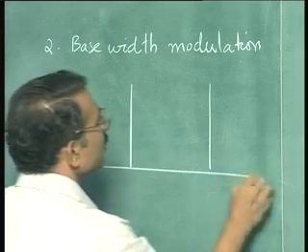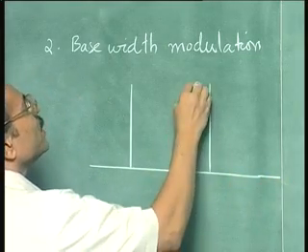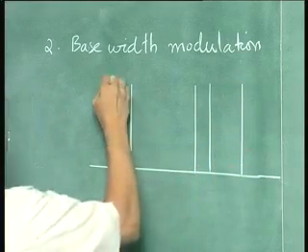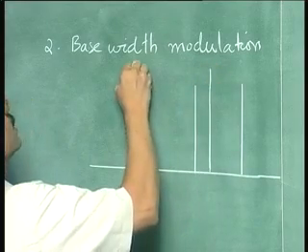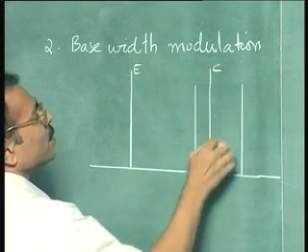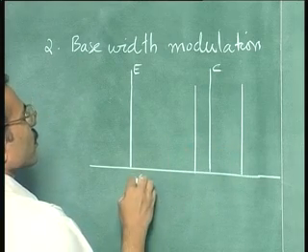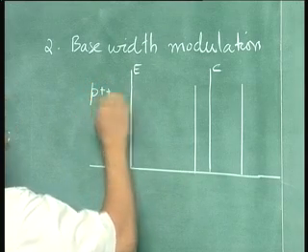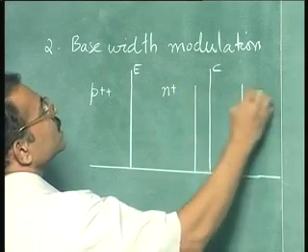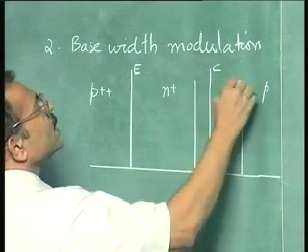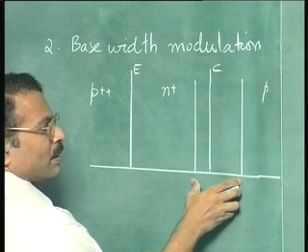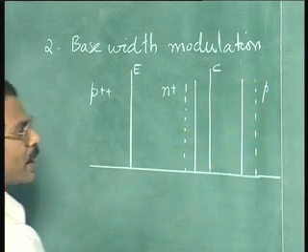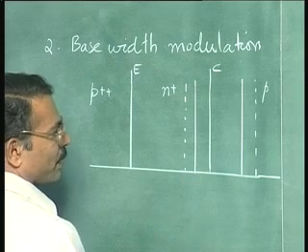So we will exaggerate the collector base depletion width for one. This is the collector junction, this is the emitter junction, this is the collector base depletion width. This is emitter P plus, N, P plus plus, N plus and P. So this is the collector depletion width for one reverse bias across the collector base junction. This is another collector depletion width for another reverse bias across the collector base junction, a higher reverse bias.